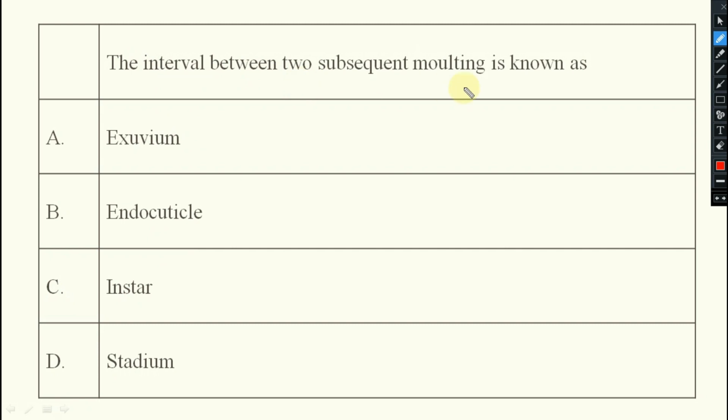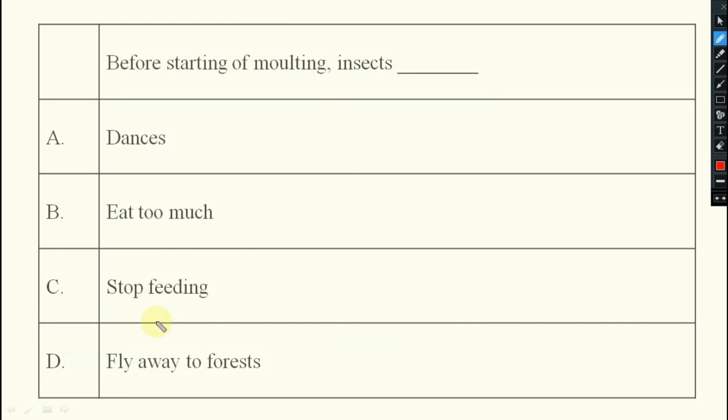The interval between 2 subsequent moltings is known as what? All of you know. The answer is option D, that is stadium. I am going somewhat speedily because if you want to know the things properly, the link for the particular topic is already there in the description box. You can go and watch that one.